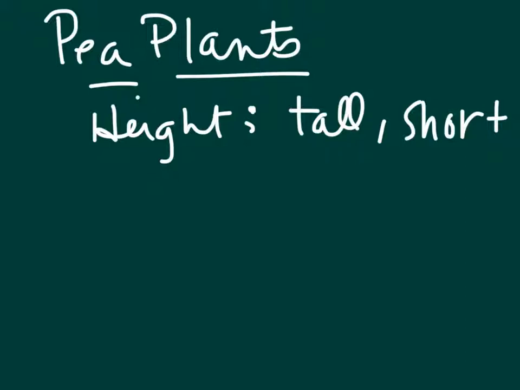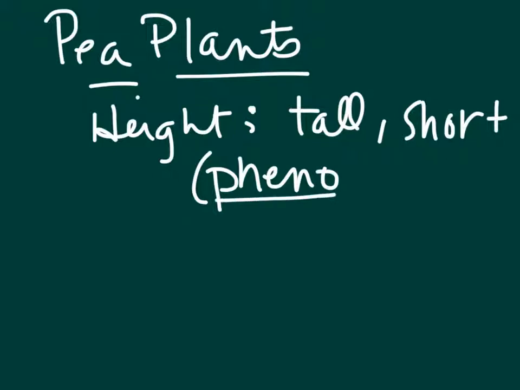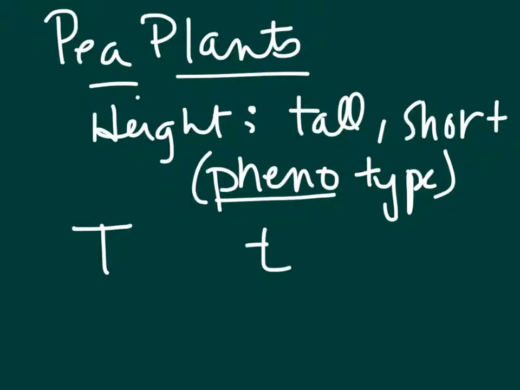Height. Tall or short? Is that genotype or phenotype? Phenotype. That's what we see when we look at the individual. I can see your phenotypes, but I cannot see your genotypes. I can't just look at you and decide what your genotype is. The choices of allele, then, will either be tall or short. Those are the two different versions you can inherit.